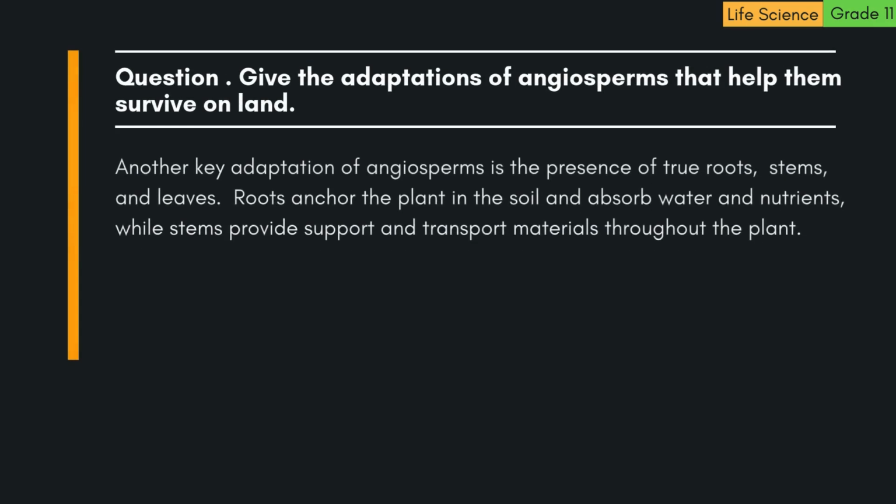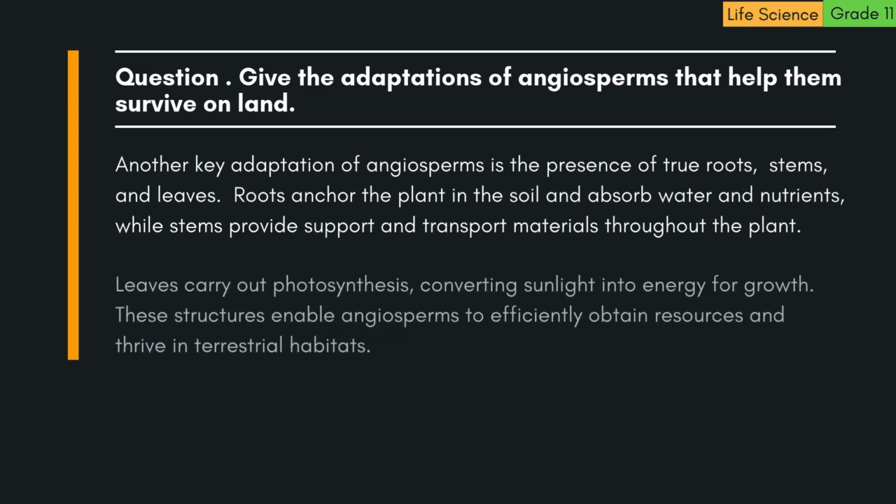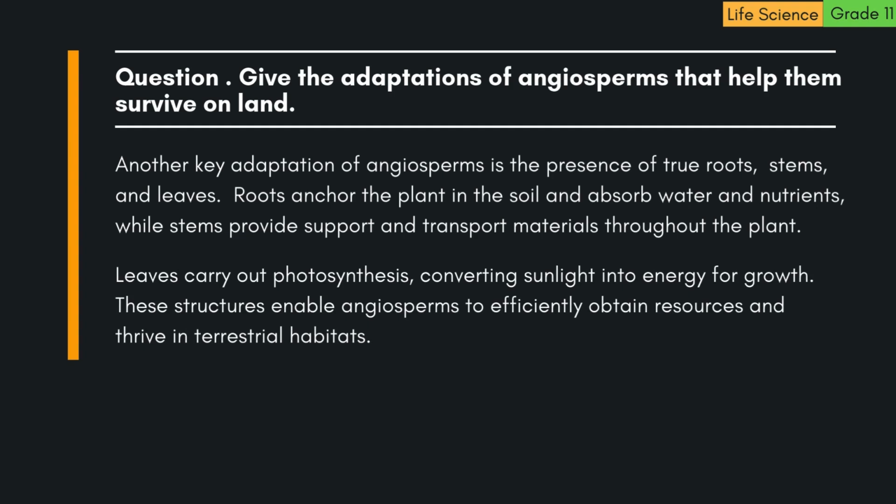2. Another key adaptation of angiosperms is the presence of true roots, stems, and leaves. Roots anchor the plant in the soil and absorb water and nutrients, while stems provide support and transport materials throughout the plant. Leaves carry out photosynthesis, converting sunlight into energy for growth. These structures enable angiosperms to efficiently obtain resources and thrive in terrestrial habitats.